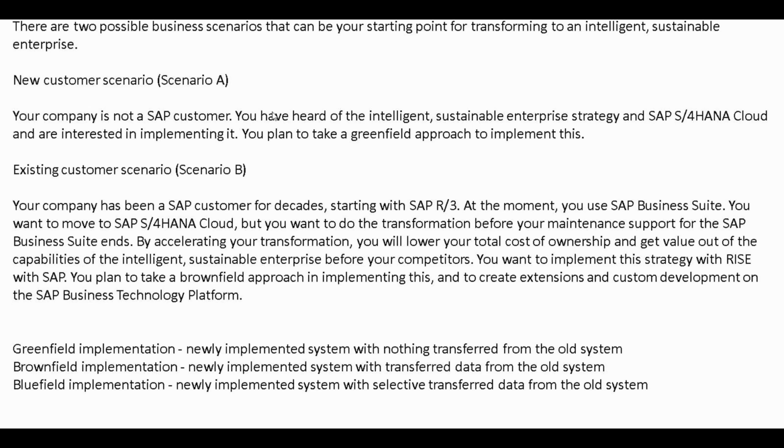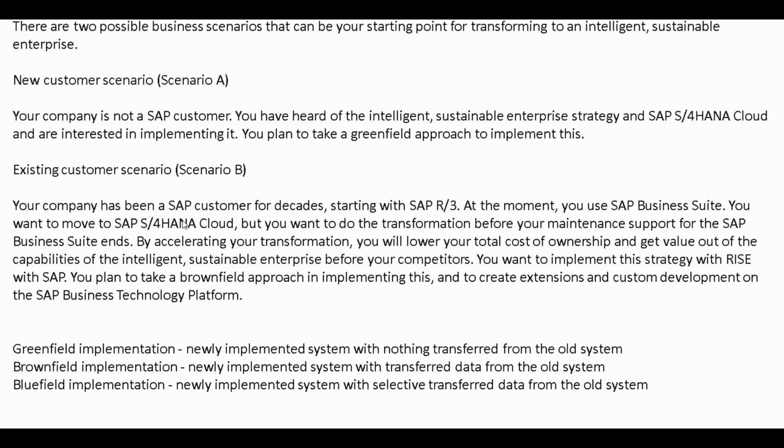Whereas there may be another scenario where we have some existing customers. So you have a company who has been an SAP customer for a long period. So they might be having different applications. One of them, they may be having business suite solutions like SAP ERP. Now they want to move to the new solutions offered by SAP, like for example S/4HANA Cloud.